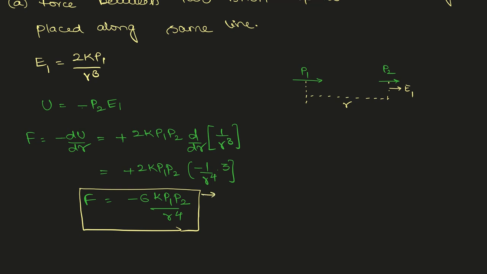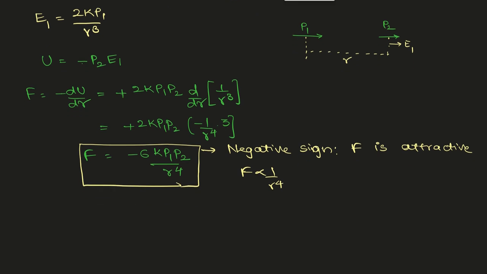This negative sign implies the force is attractive. And you will have some questions like this: force is inversely proportional to the fourth power of the distance between the two dipoles. This is about force between the two dipoles.